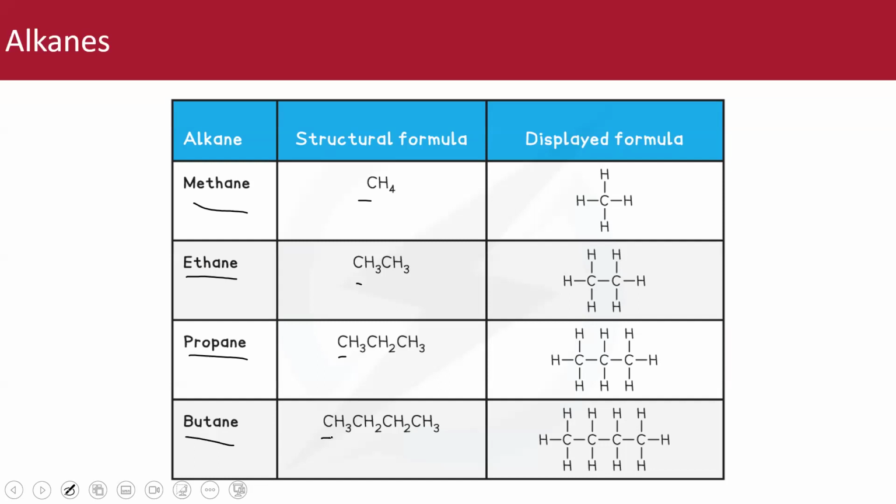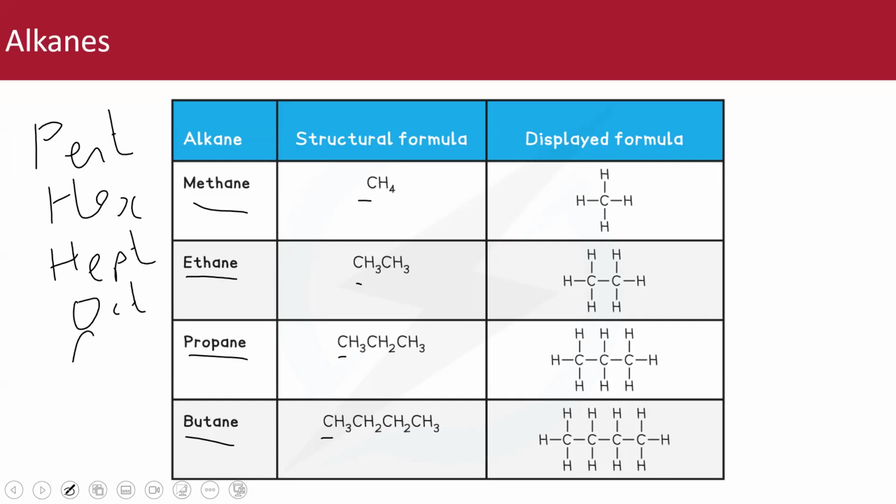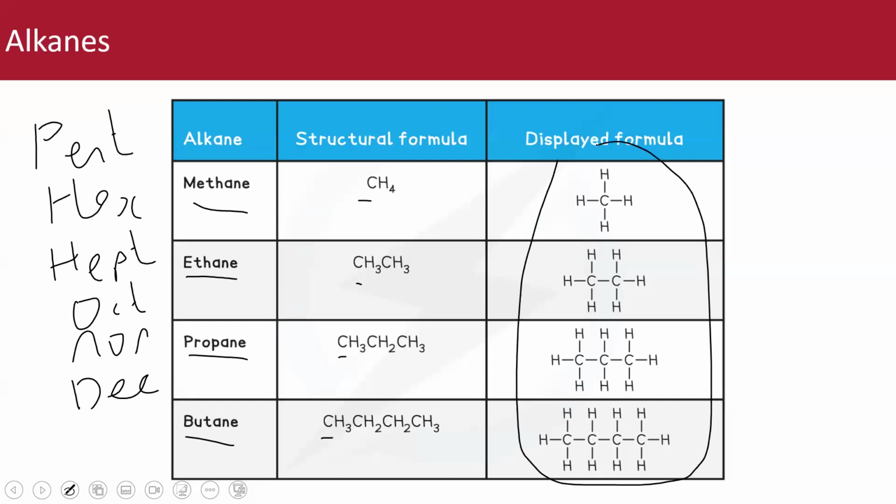Okay. After butane, it gets easier because it goes to pentane, hexane, heptane, octane, nonane, decane. And literally what those words mean is the number of carbons in there. So meth is 1, eth, prop, but, pent, hex, hept is 7, oct, non is 9, dec. And the displayed formula on that right-hand side there shows that it is an alkane because there's no double bonds in it.